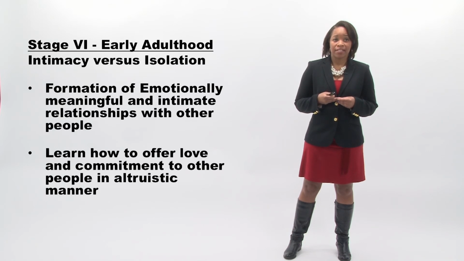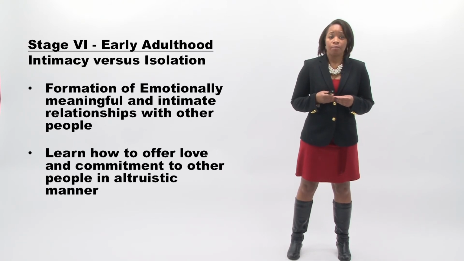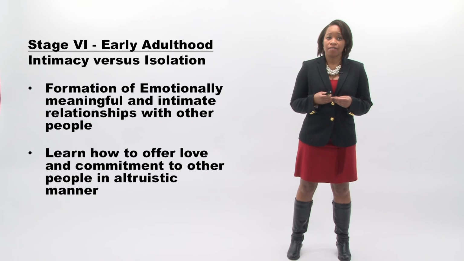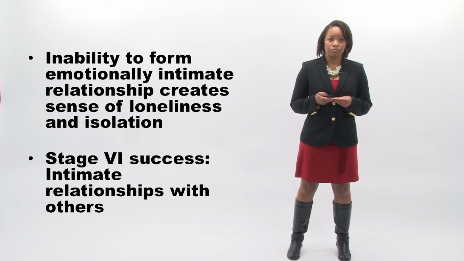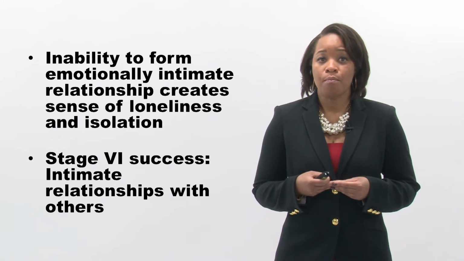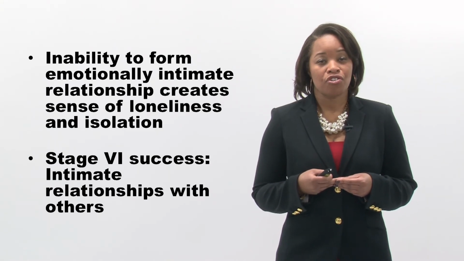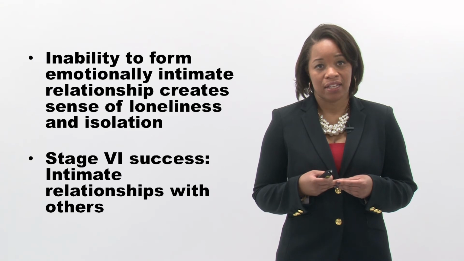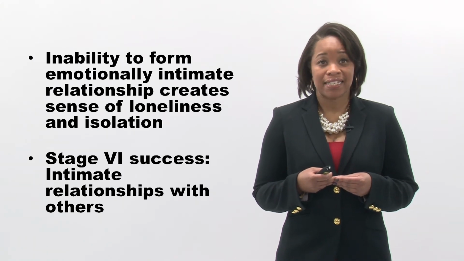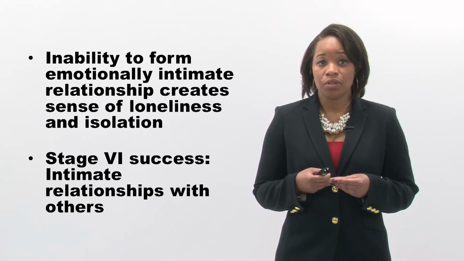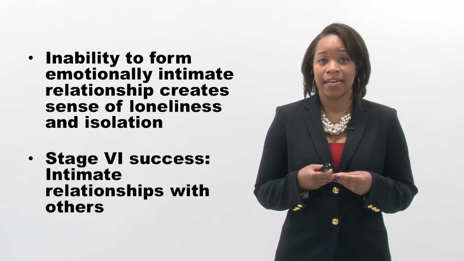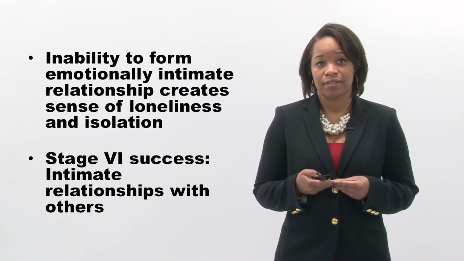In stage 6, intimacy versus isolation, this is the formation of emotionally meaningful and intimate relationships with other people. People learn how to offer love and commit to other people in altruistic manners. Inability to form emotionally intimate relationships creates a sense of loneliness and isolation. So success at stage 6 means that an individual is able to have and maintain intimate relationships with others.